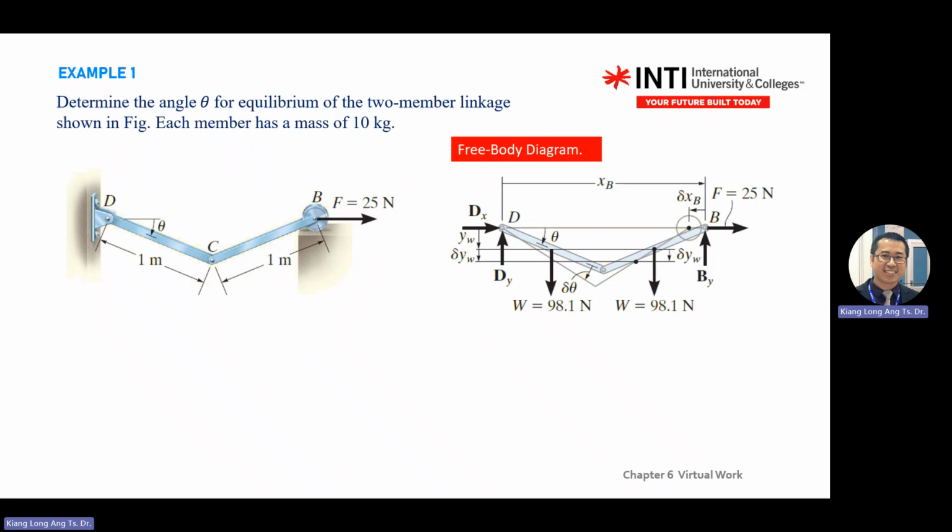So once you do that, then you draw the distance from D to B as XB. Then you draw the angle here. You just copy from the question. After you prepared all the external force, all the known distance, the W, what you do, you need to add in the virtual motion. Virtual motion means if you move B, what will happen to the member?